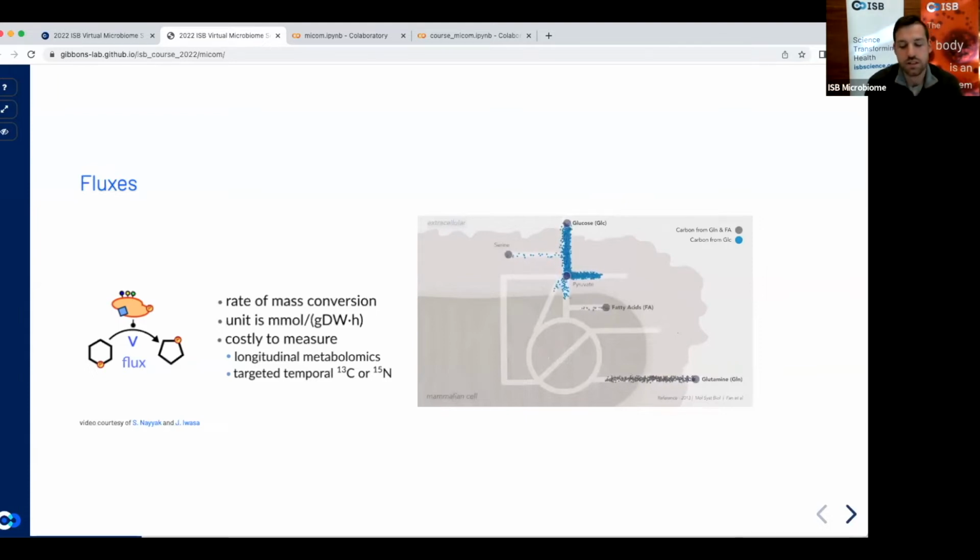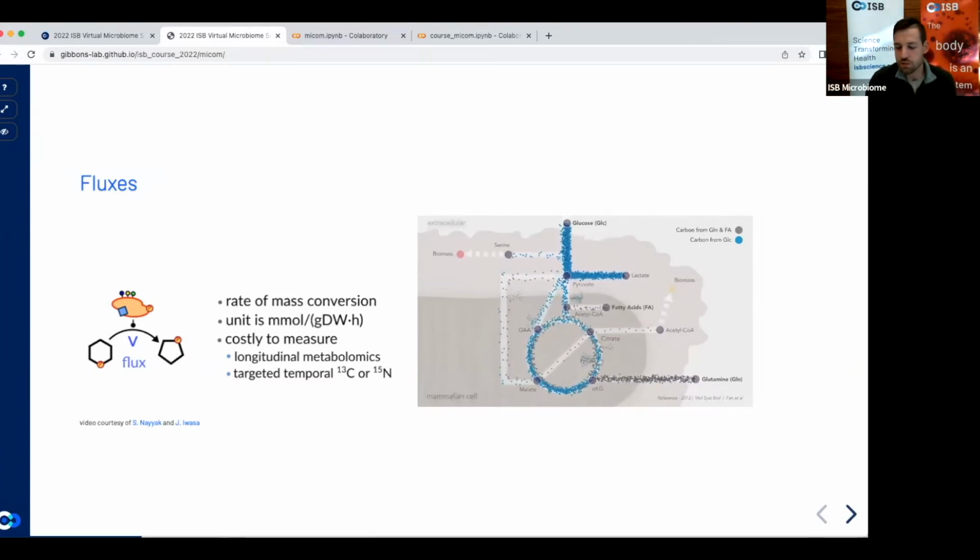Well, if we look at the example on the right-hand side, we see a cell, we see glucose going into glycolysis and then into the TCA cycle. And we see that the cell in question here is importing a lot of glucose. But that glucose is almost immediately being converted into pyruvate as it enters the TCA cycle. If we were to measure the internal glucose levels of the cell, we might see that they're actually super low.